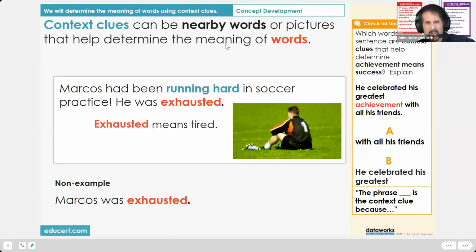And basically, you want the students to read every word on the page. That's all. I'll just show you how we do this. Context clues can be nearby words or pictures that help determine the meaning of words. Now, you need to pre-read, especially for the younger students.